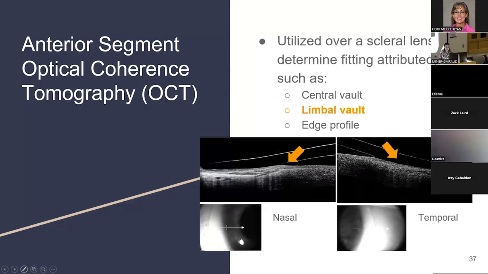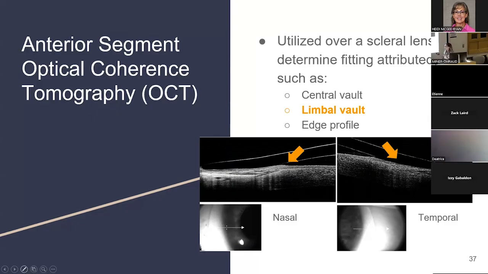Another area that I find this is particularly helpful in is the limbus. So the limbus is really important. It's kind of like the Goldilocks of scleral lens fitting. You don't want to have too much. You don't want to have too little. You always need to have just the right amount of vault when you're fitting a scleral lens over the limbus. So I do find that I order these scans more often than the central ones.